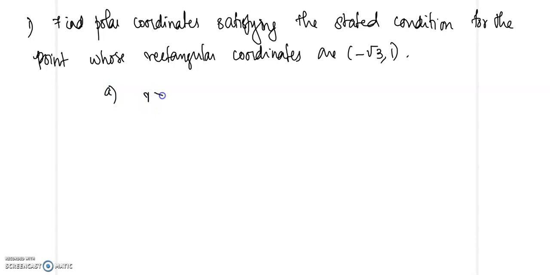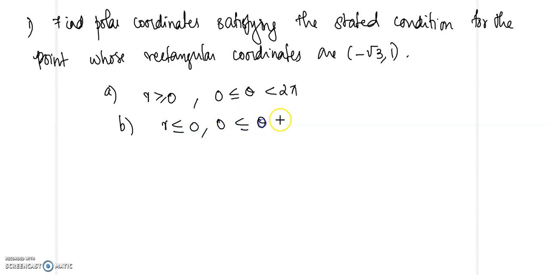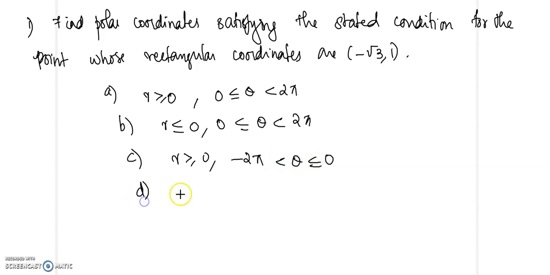So the first condition is r greater than or equal to 0, and 0 less than or equal to theta less than 2 pi. Then r less than or equal to 0, 0 less than or equal to theta less than 2 pi. Then r greater than or equal to 0, minus 2 pi less than theta less than or equal to 0. And r less than or equal to 0, then we have minus pi less than theta less than or equal to pi.